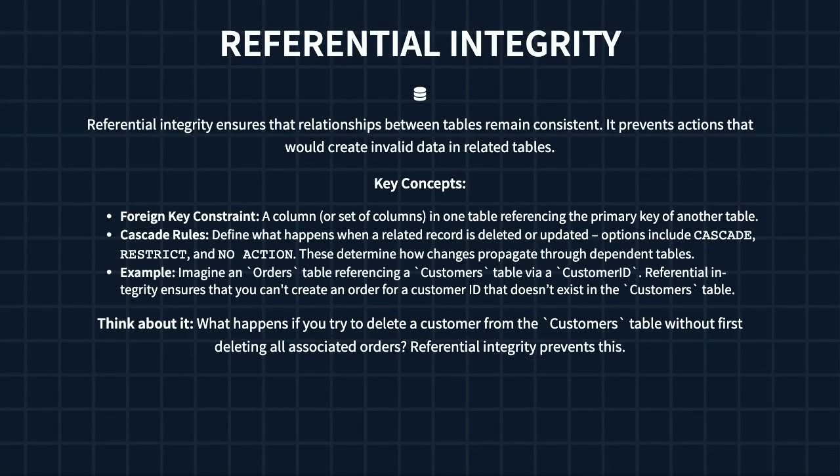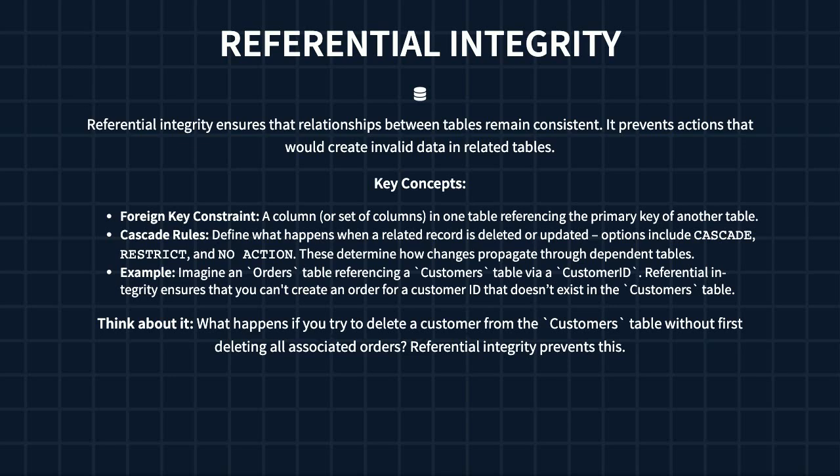Okay, let's talk about referential integrity. Basically, it's a rule that keeps your database nice and tidy by making sure relationships between tables stay consistent. It does this through something called a foreign key. Think of it as a link connecting one table to another based on a common ID. Now, the really important part is what happens when you try to change or delete data in one of those tables.